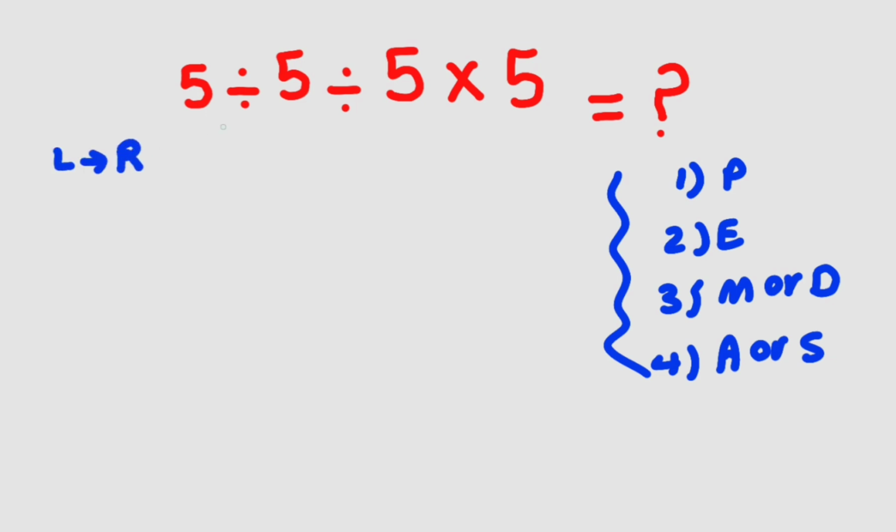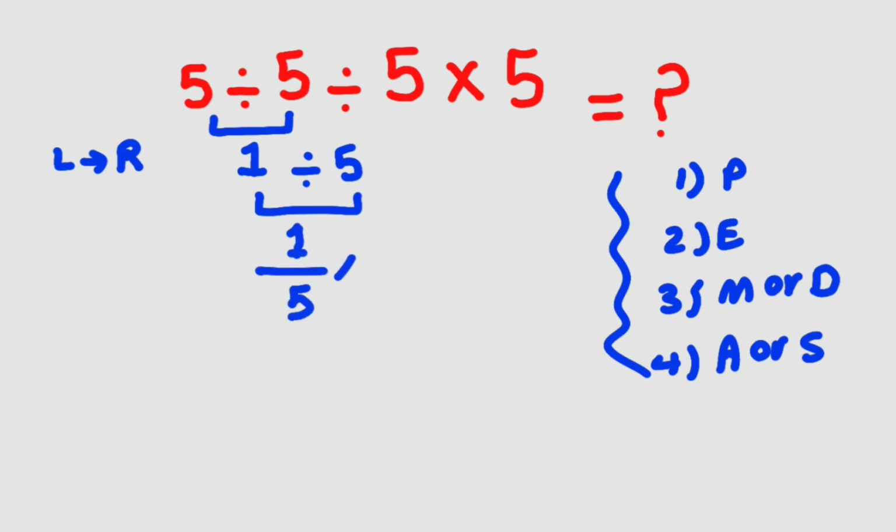Now, 5 divided by 5 gives us 1. Now, 1 divided by 5 gives us 1 over 5. And we have times 5. In this expression, we can simplify this expression. 5 divided by 5 gives us 1, and 5 divided by 5 gives us 1.